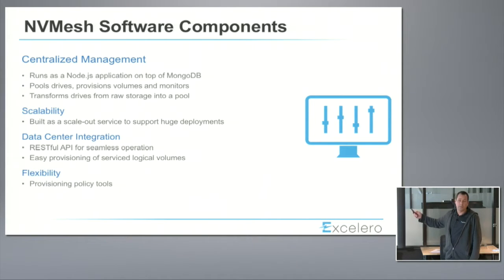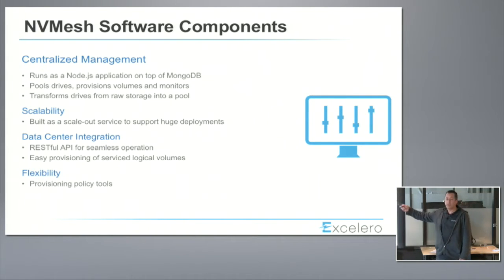Slightly deeper dive into the components and why they provide the attributes that we believe that they do. So our centralized management is a Node.js application. It runs on top of a MongoDB database. It's the one that pools the drives, provides a management layer. It pools the drives, and on top of it, you can provision volumes, and you can monitor what's going on. There's a GUI attached to it, so you have a single pane of glass in order to view what's going on in the system. But for the most part, you will use a RESTful API in order to seamlessly integrate it with your operations level.